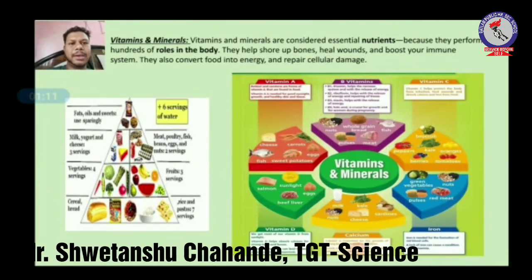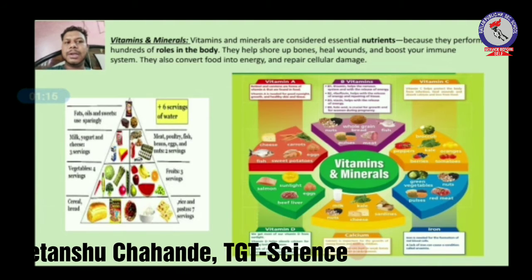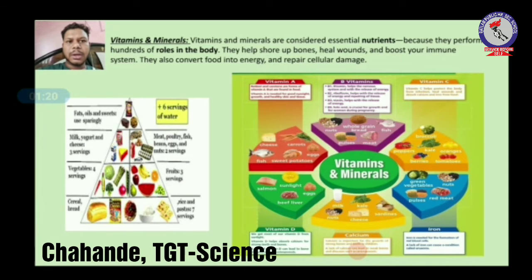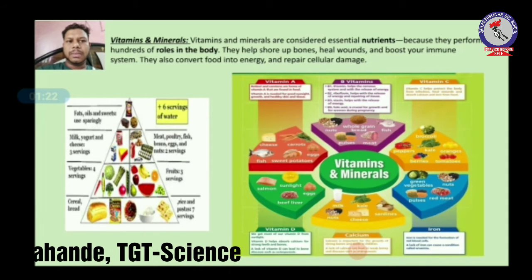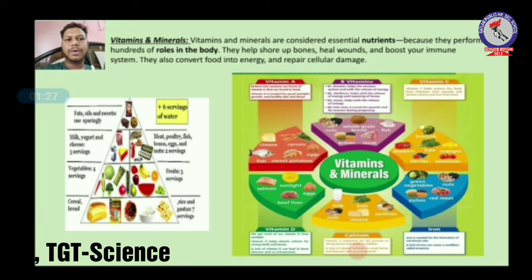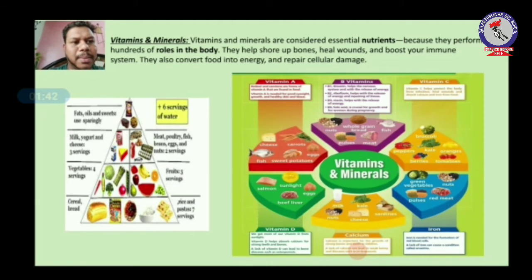Next slide is about vitamins and minerals. Vitamins and minerals are considered essential nutrients because they perform hundreds of roles in our body. They help in healing bones, healing wounds and boosting your immune system. They also convert food into energy and repair our body. You can see two pictures here, of the vitamins and minerals and their functions. There are many types of vitamins: vitamin A, B, C, K and D. B has many components in it.